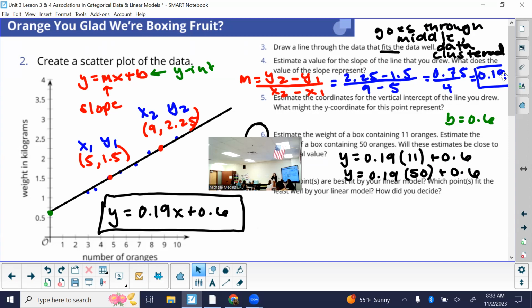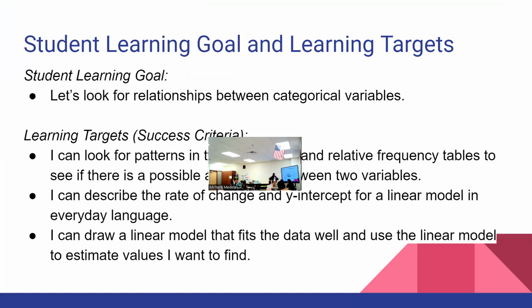That's interpreting slope and y-intercept. So can you do that on a test with whatever random situation they need? Okay, if not, that's a little taste. We'll do some more tomorrow. Now also drawing a linear model that fits the data well and using the linear model to estimate values you want to find. We even spent a lesson in math lab doing that, so hopefully that was easy today when it came up.